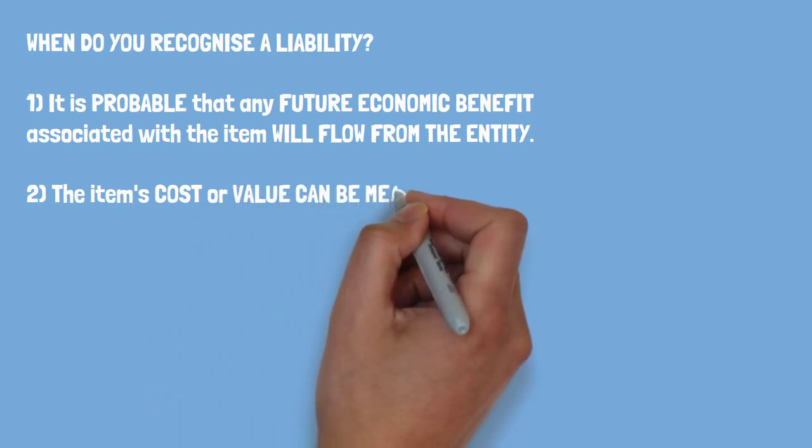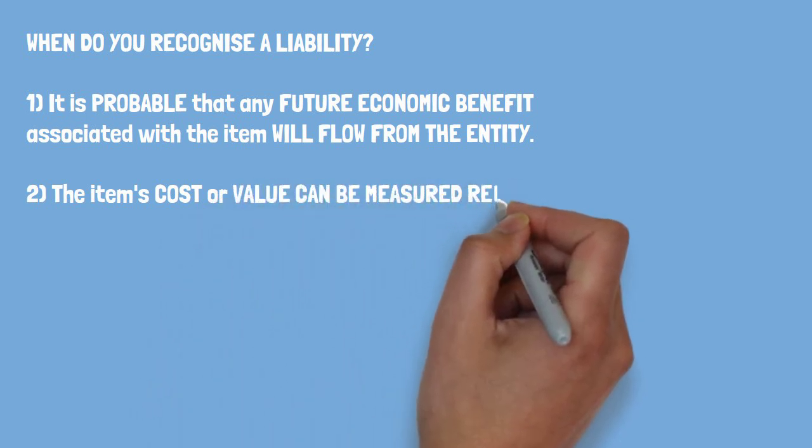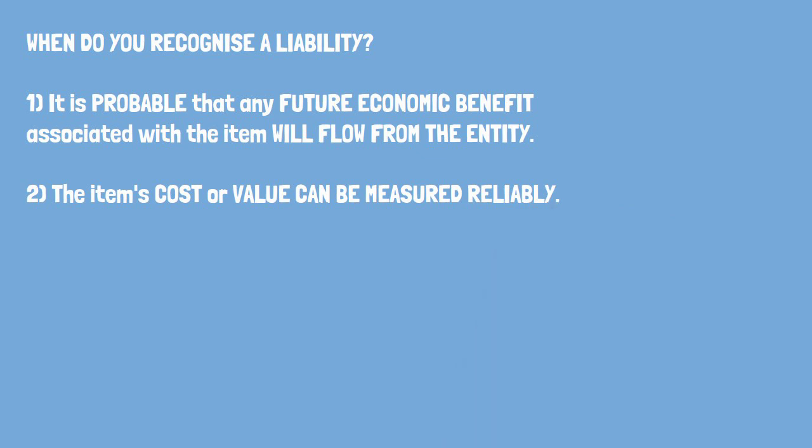So there has to be that idea of probability that this will actually occur. So what does probable mean? More likely than not. If it is not probable, if it is only possible, you do not recognize the liability. It is only disclosed in the financial statements.